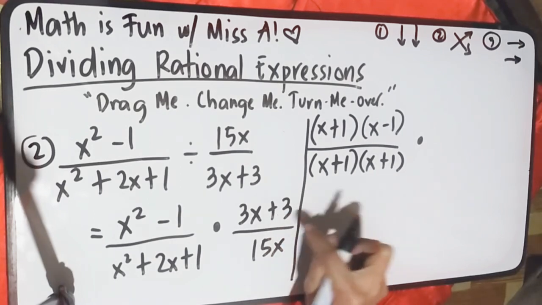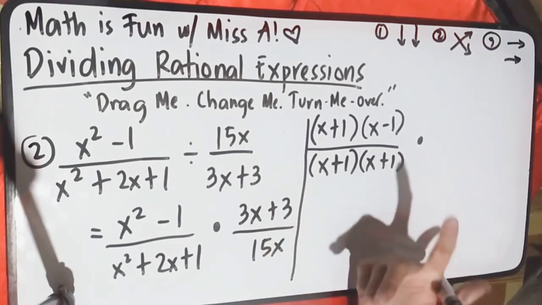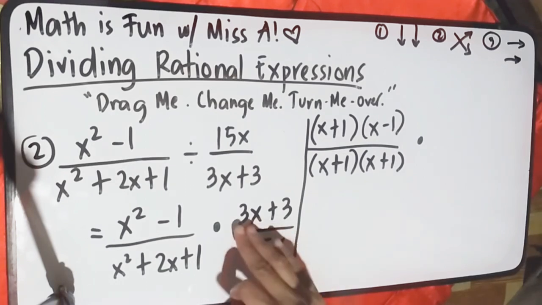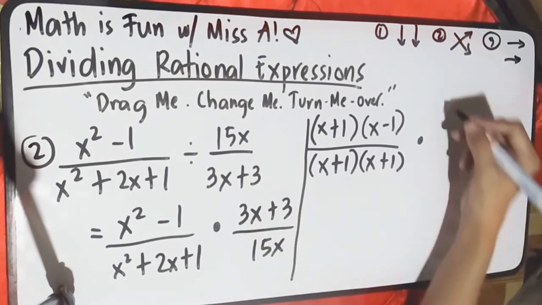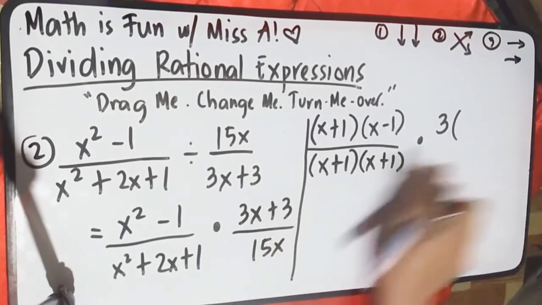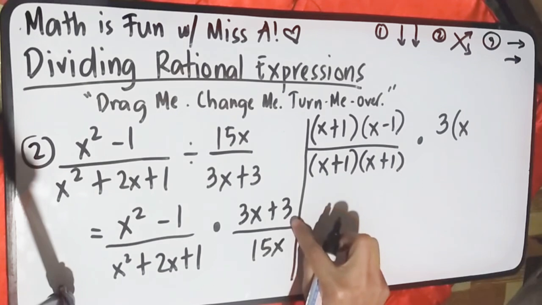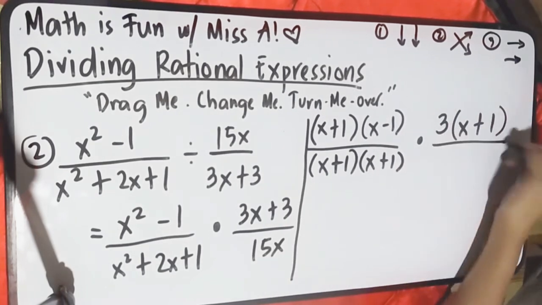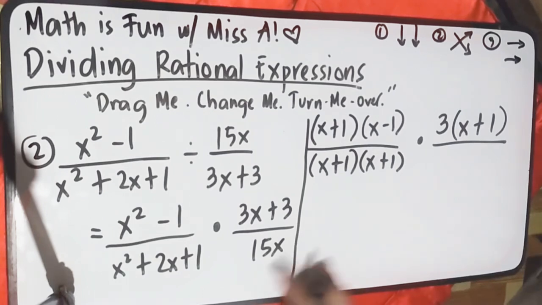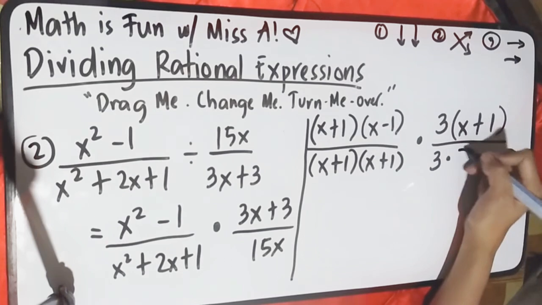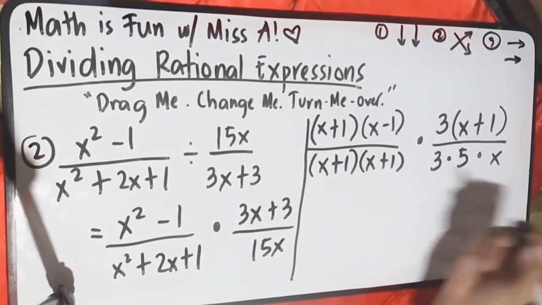So this is just a simple na binomial. Okay? Meron lang siyang greatest common monomial factor. So you have 3x plus 3. Common sa kanila yung 3. So ilalabas natin siya. So you have 3. 3x divided by 3 is x. 3 divided by 3 is 1. Alright? All over 15x. So 15x, 15 can be expressed as the product of 3 and 5. And then you have x.